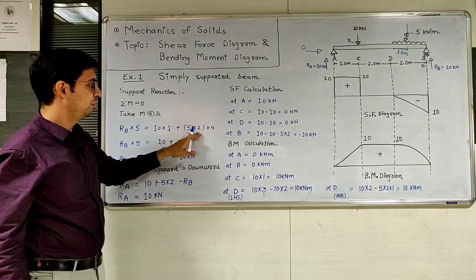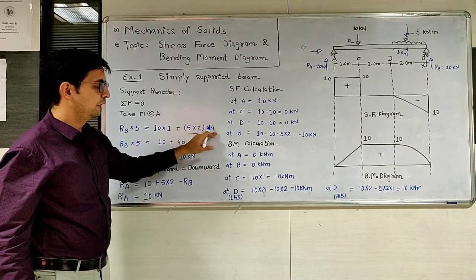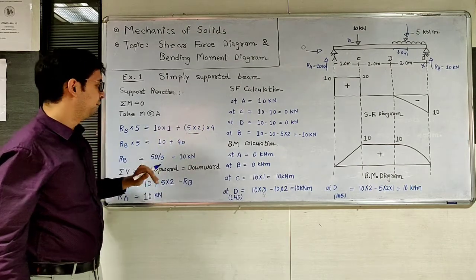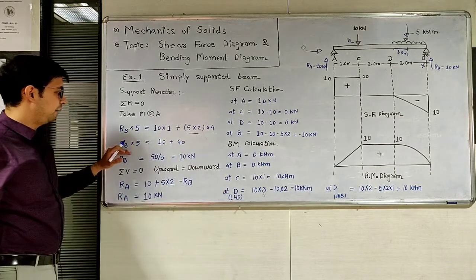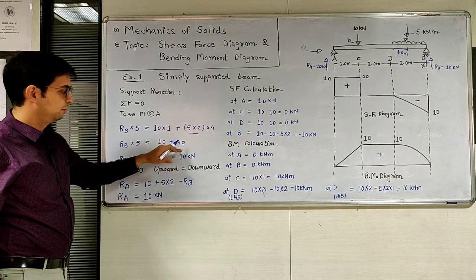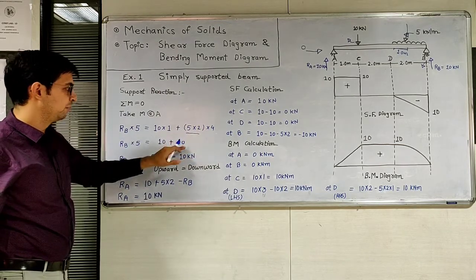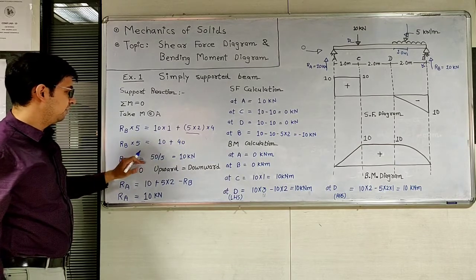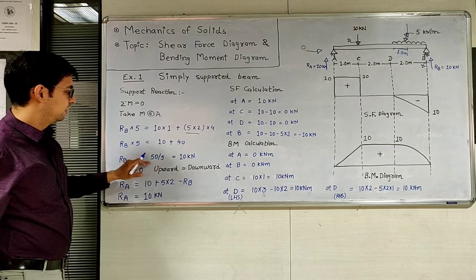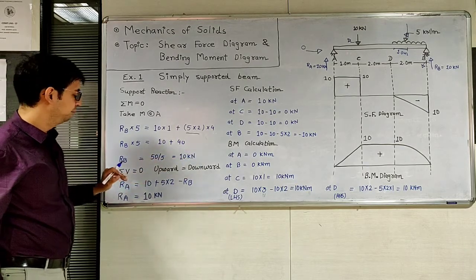Moment means force into perpendicular distance. The force is 5 into 2 and the perpendicular distance from point A is 4. Now simplify. RB into 5 equal to 10 plus 5 into 2, 10 into 4, that is 40. So RB into 5 equal to 10 plus 40, 50. Divide by 5, so we will get RB equal to 10 kilonewton.